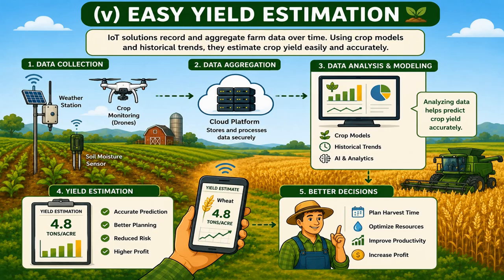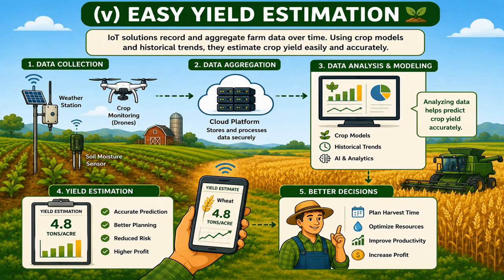And the cloud platform keeps the records of farm conditions over time and combines the data from different resources. This is called data aggregation. Then the collected data is analyzed. Here this is the collected data, which is then sent to the data analysis and modeling.